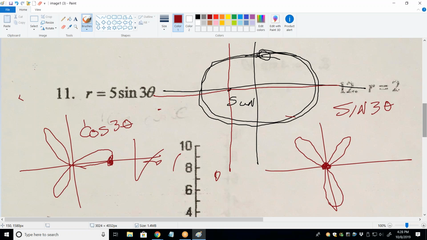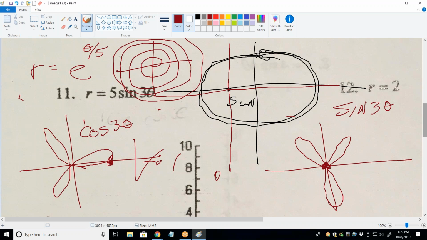Here's one that's interesting. r equals e to the theta over 5. That is Archimedes' spiral. In other words, every time theta increases, that circle increases. Now, what would the xy equation look like for Archimedes' spiral? I have no idea, nor do they ever even talk about it. In other words, once you have the polar equation, you don't go back.